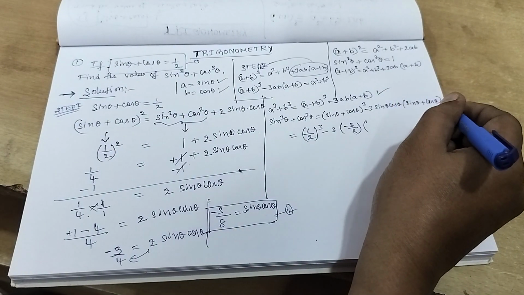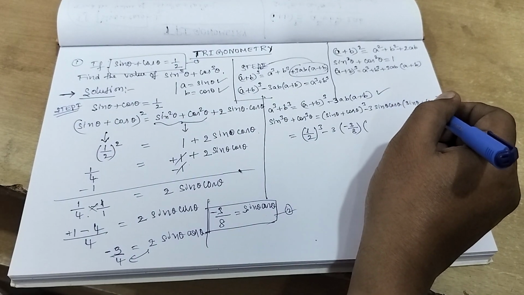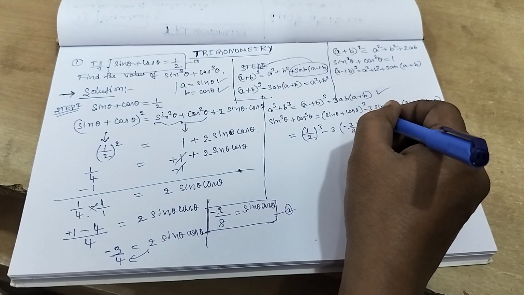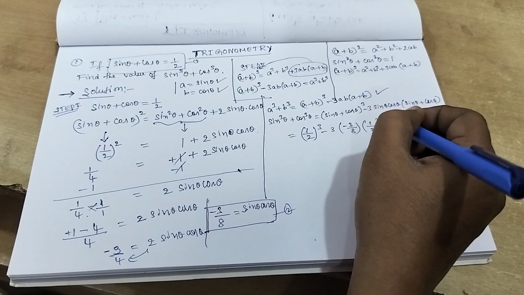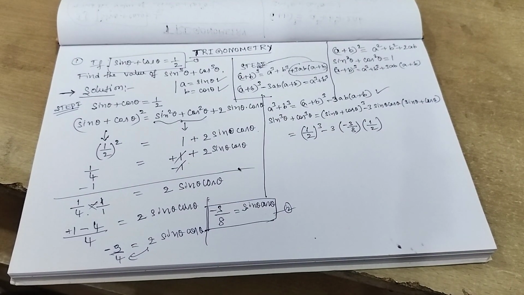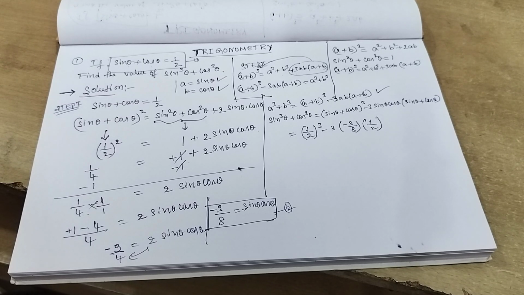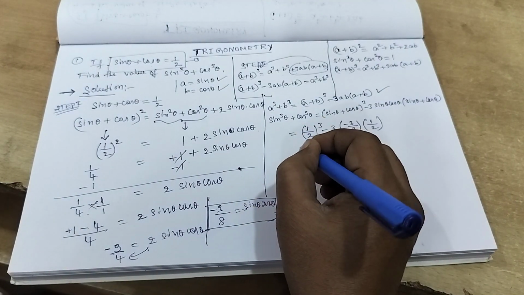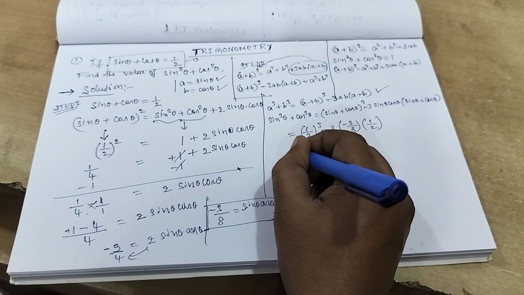It is for sine theta and cos theta, sine theta plus cos theta, it is in the equation number 1, so that is 1 over 2. So I am going to replace the values, right? Sine theta plus cos theta is 1 over 2, and similarly sine theta cos theta is nothing but minus 3 by 8. Now the time is to simplify.